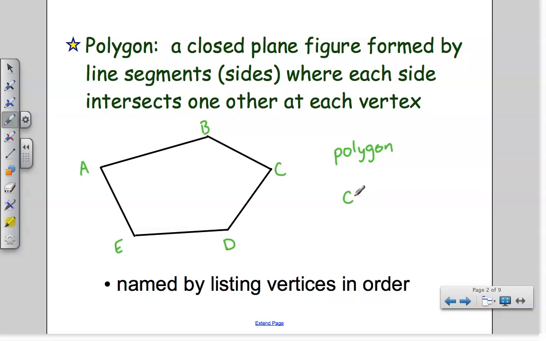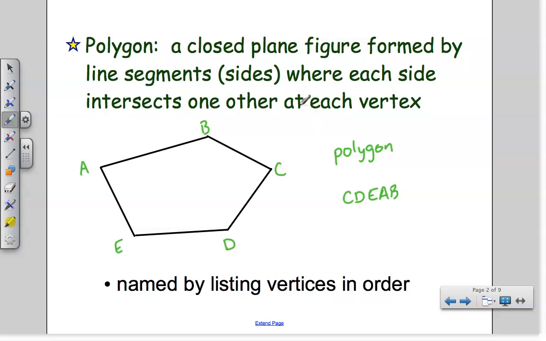Maybe I'll start with C, go to D, then I would have to do E, A, B, and complete it right before you get back to where you started. So name the vertices or name the polygon by listing the vertices in order. Clockwise or counterclockwise, there would be a lot of ways to name this polygon.